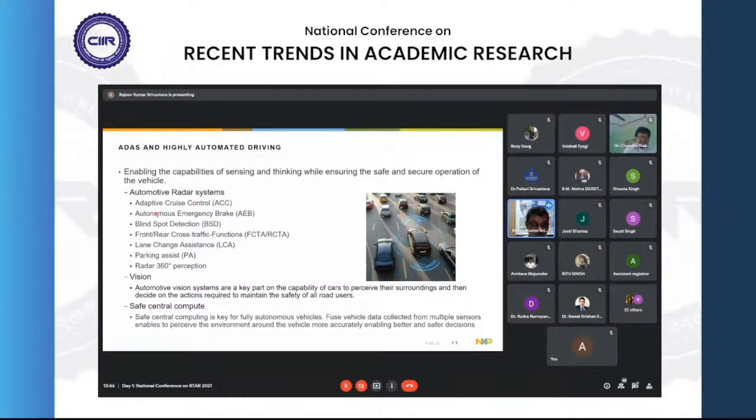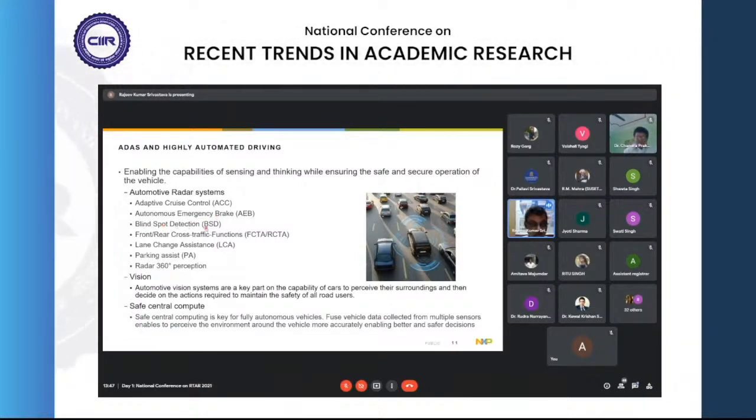Then we have autonomous emergency brake. So here, autonomous means you don't have to apply the brakes. The moment the car senses that something ahead is in the danger range, it will automatically press the brake.